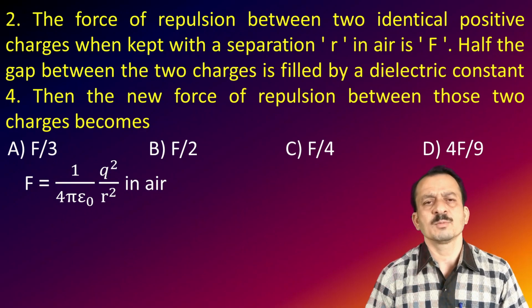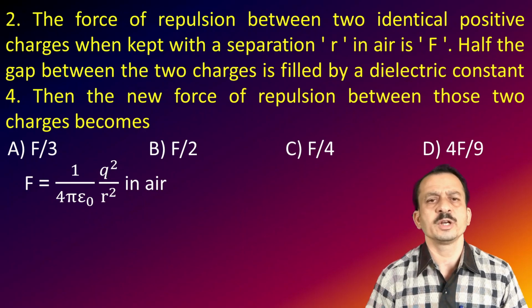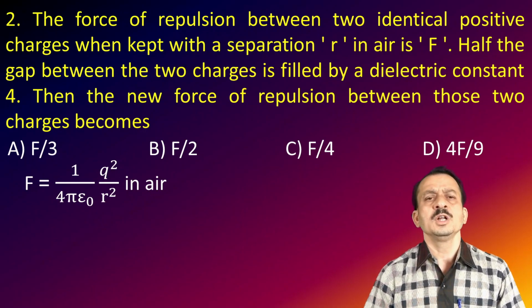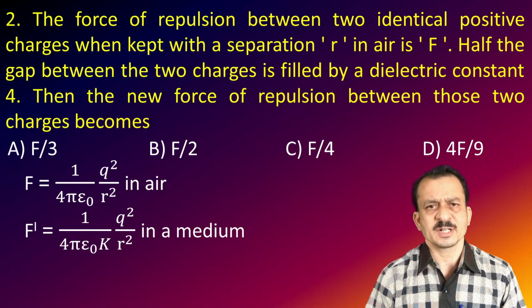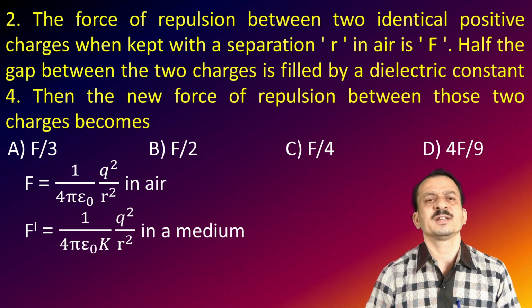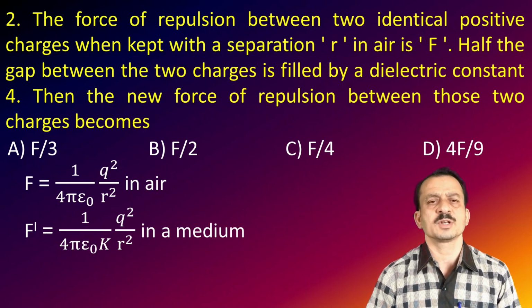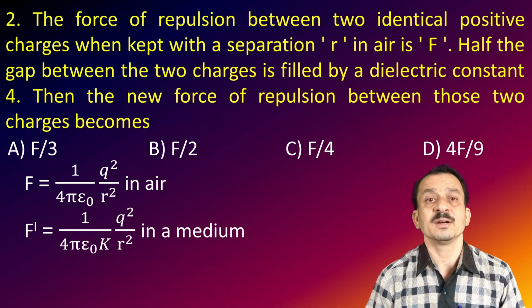Now for that one, we have the formula for the force F is equal to 1 divided by 4 pi epsilon naught into Q1 into Q2 by R square, the general formula. Q1, Q2 are identical, therefore it is Q square by R square. It is in air medium. Now, the same formula, if a dielectric is present, that means if the air medium is completely filled by a medium of dielectric constant K, then the formula becomes F dash is equal to 1 divided by 4 pi epsilon naught into K. We have an additional term here, K, or epsilon R, relative permittivity or dielectric constant K, into Q square by R square in a medium.